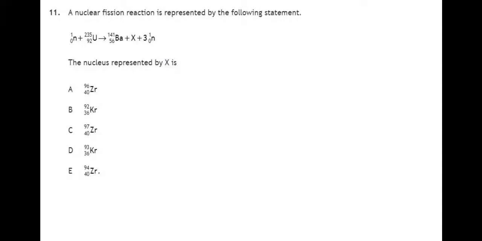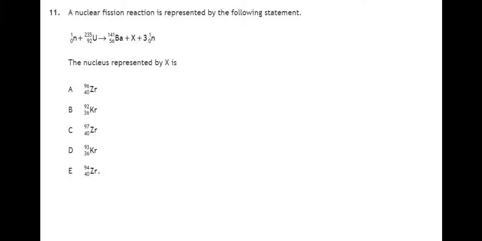Number 11. A nuclear fission reaction is represented by the following statement. The nucleus, represented by X, is... Okay, so what we need to have here, we've got a neutron coming in and bombarding a uranium nucleus, and that is separating down into two elements along with 3 neutrons. So what do we need to do? Well, we need to have the numbers on both sides of the arrow adding up to each other.